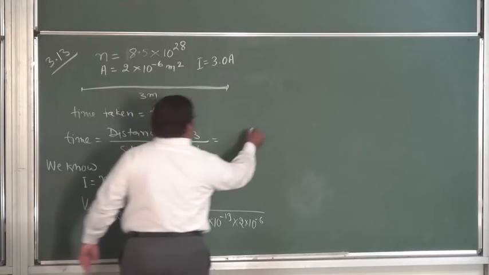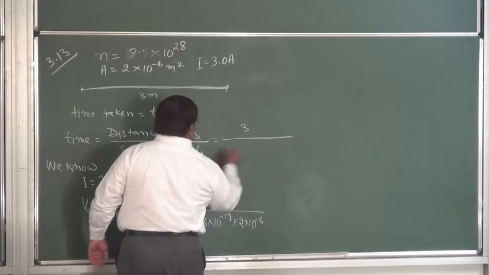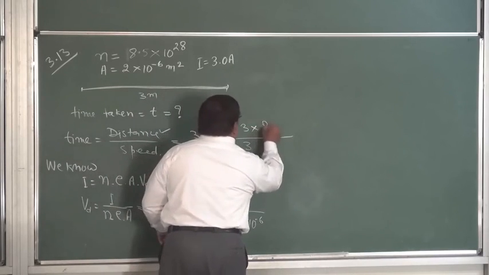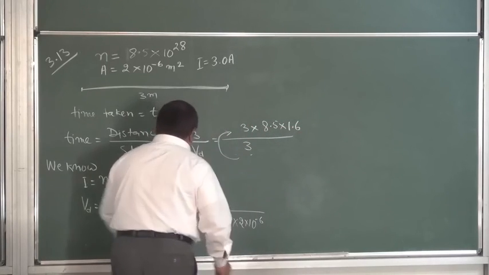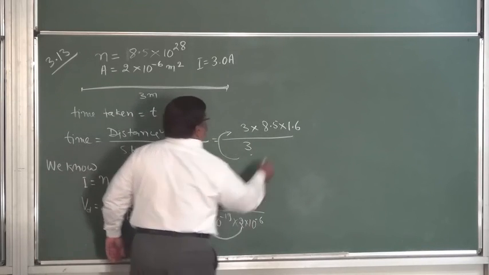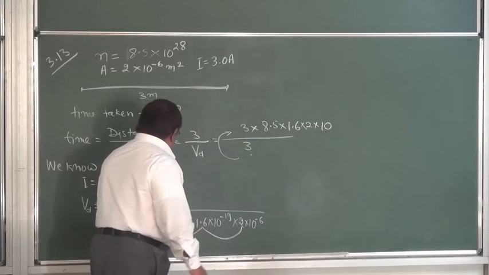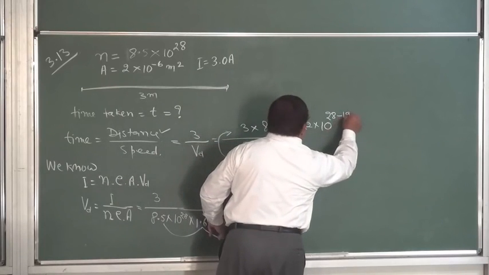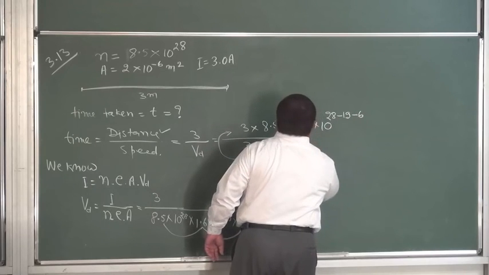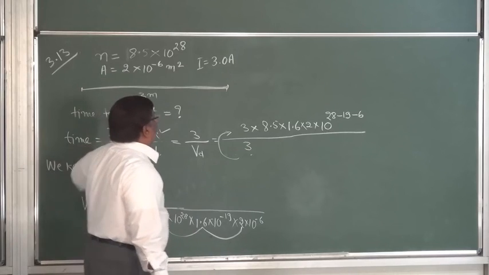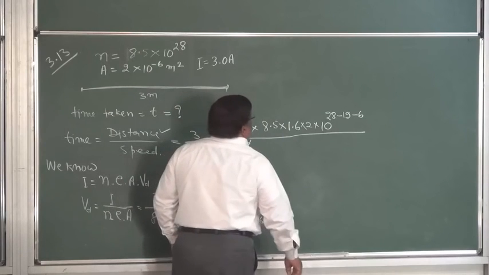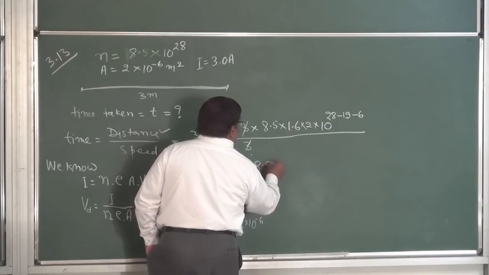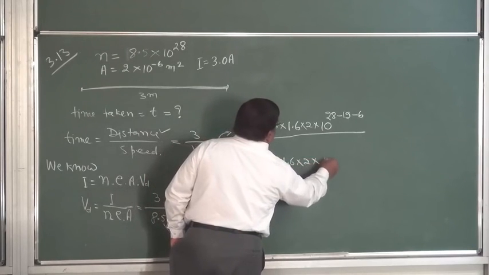So drift velocity is 3 upon this, and the denominator comes to be 8.5 into 1.6 into 2 into 10 to the power 28 plus minus 19 minus 6. This is our answer for what? Time, and this time will be in seconds. Here there will be cancellation: 19, 6, 25. This is 10 to the power 3. So this is 8.5 into 1.6 into 2 into 10 to the power 3.